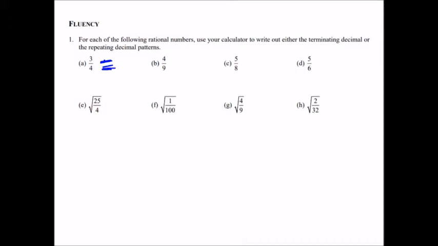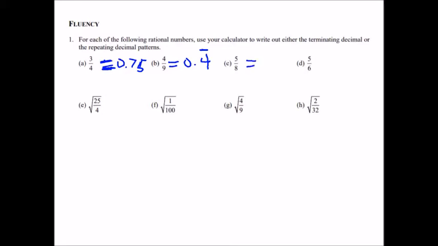Well, 0.75. I think 4/9 turns out to be 0.4 repeating, but let me double check that. Yep, 0.4 repeating. Now for repeaters, you can do a bar like that. 0.4 with a bar above it shows that it's repeating. Doesn't matter how many 4s you write down. You could put 0.44 repeating, but I'm just going to use the 1.